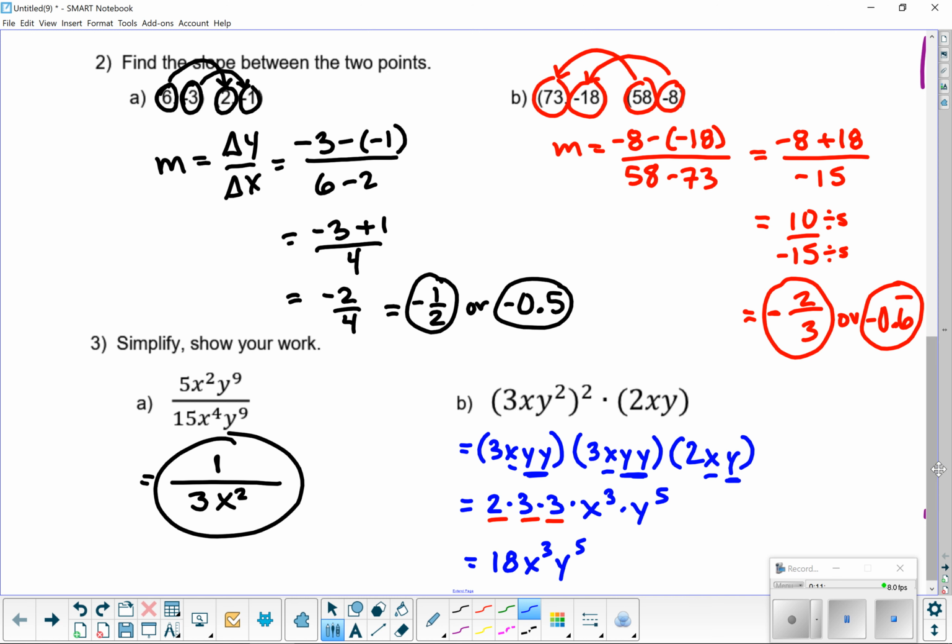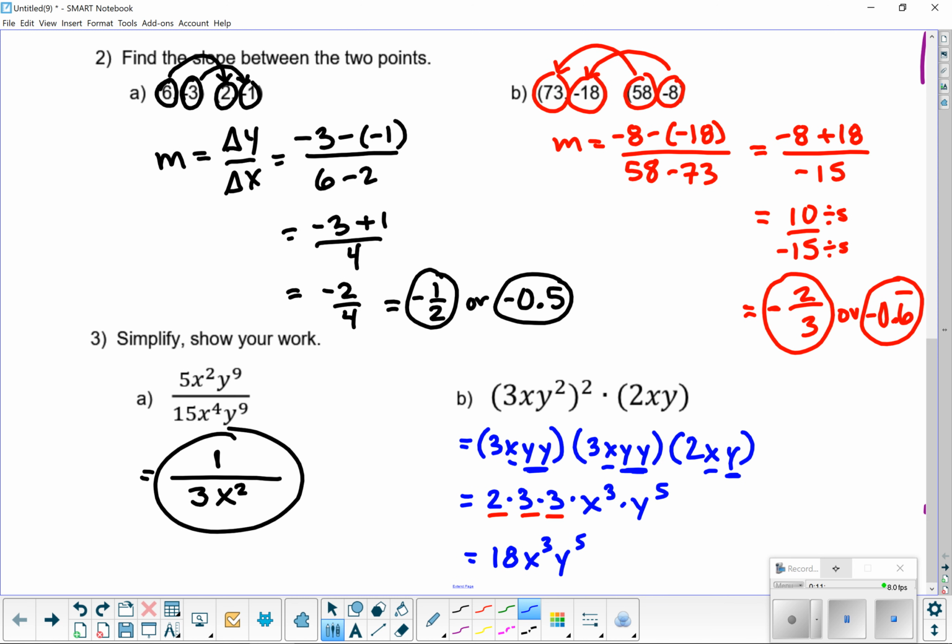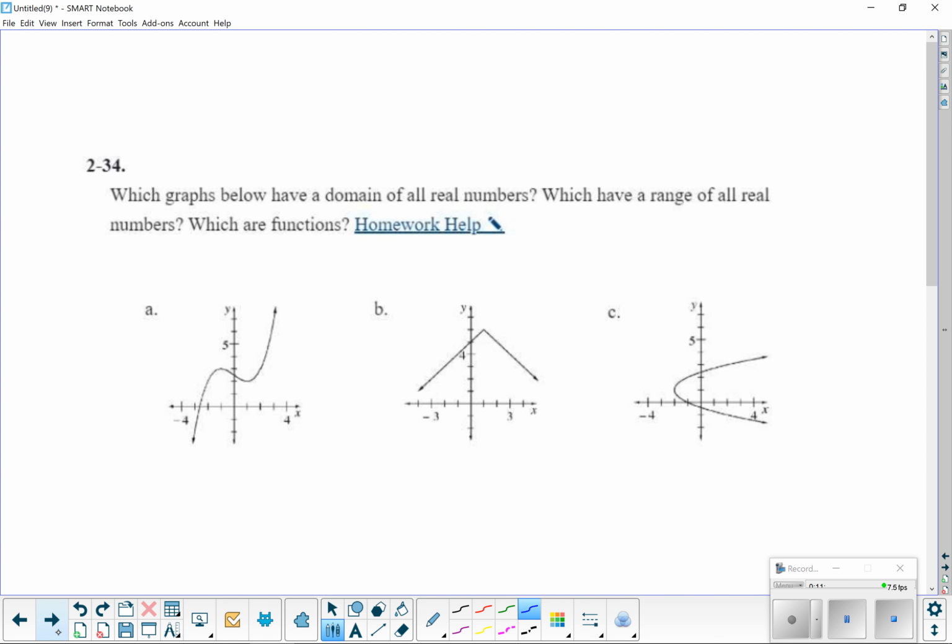All right. Let's look at the last page. Which graph below has a domain of all real numbers, which have a range of all real numbers? Which are functions, right? So all real numbers, that means that it goes as far left and right and as far up and down. So see this arrow keep going down, which means it's going to keep going to the left side. And see this arrow that keeps going up, which means it's going to keep going to the right side. So our domain is going to be all the way to the left and all the way to the right. So this one's going to be all real numbers.